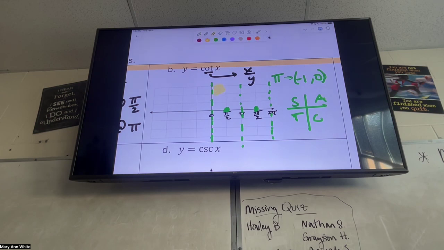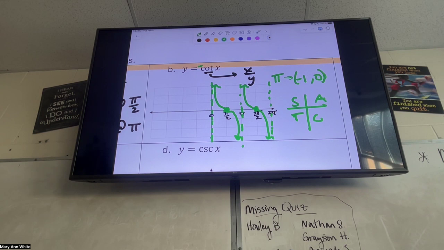So in quadrant 1, between 0 and pi over 2, tangent is positive, right? So I need to be above the x-axis. In quadrant 2, tangent is negative, so I have to be below the x-axis again. So now they're kind of like flipped cubic functions. In quadrant 3, am I going to be above the x-axis or below the x-axis? Above, because it's positive. And then what about in quadrant 4? Below. Could it ever be the other way?